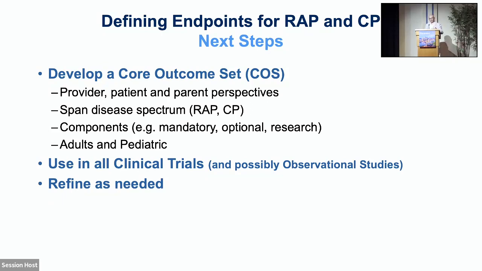But if we design something and test it, the most important thing that's going to happen is we are going to learn whether we did it right or not, and what would be a better way to design the next trial. So the most important thing for us is to develop a core outcome set, which is ideally developed with feedback from all parties of interest or stakeholders, including providers, patients, and caregivers. It should span across the disease spectrum and also ages, and has components that are mandatory, optional, and only for research. Ideally, it should be used for all clinical trials and possibly observational studies, and then it can be refined over time as we learn from them. So thank you very much for your attention.